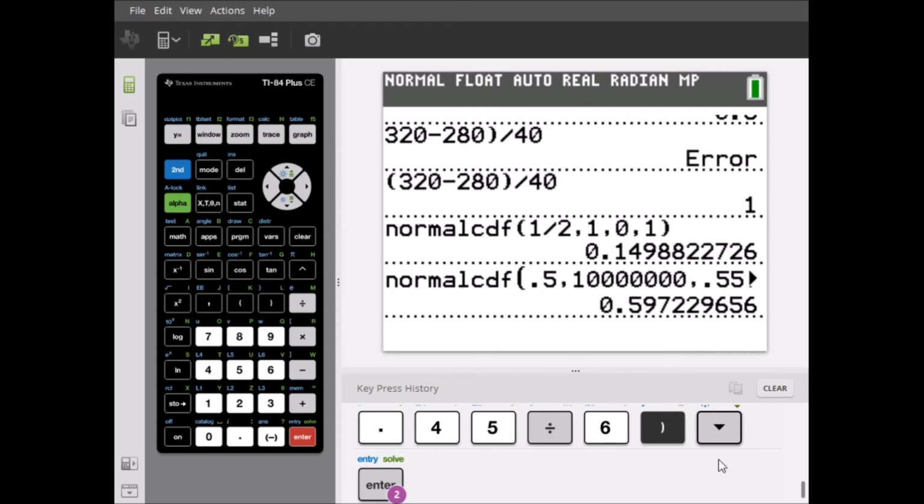So about 60%, there's about a 60% chance that a sample of 6 voters should have 50% or more support for this measure, given the statistics I already gave you.